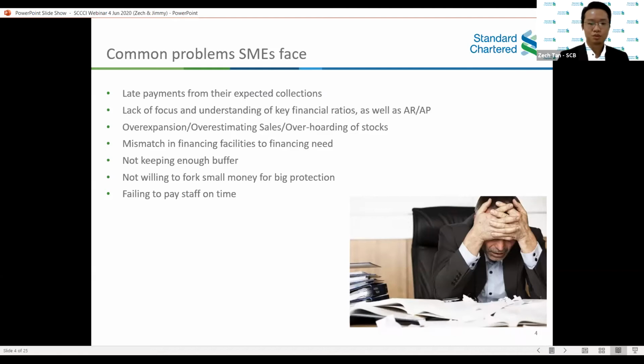One point to note is a small point. Bankers always tell SMEs to think about forking out some money for protection. Yeah, but of course, SMEs, being SMEs, want to maximize profit and minimize cost. So that one I can perfectly understand, but this is some consideration, right? Failing to pay on time is a lot of times the last straw.